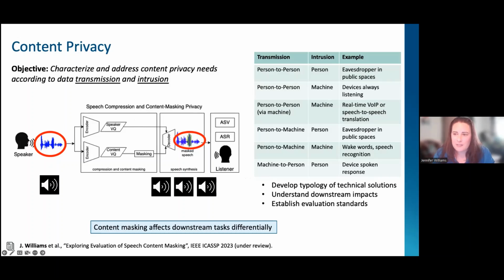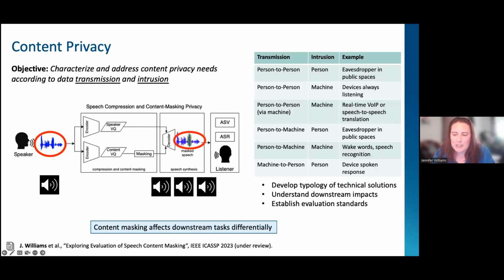In terms of content privacy, so earlier I talked about speaker privacy, and now I'll talk about content privacy. The objective of content privacy is to characterize and address the needs according to data transmission and intrusion scenarios. And on the right, I've listed some of those types of scenarios. There's more that did not make this list, but you can imagine, for example, if the transmission type is person to machine, and the intrusion type is a person. An example of this would be an eavesdropper, a person eavesdropping in a public space, listening to someone talk to their smartphone.